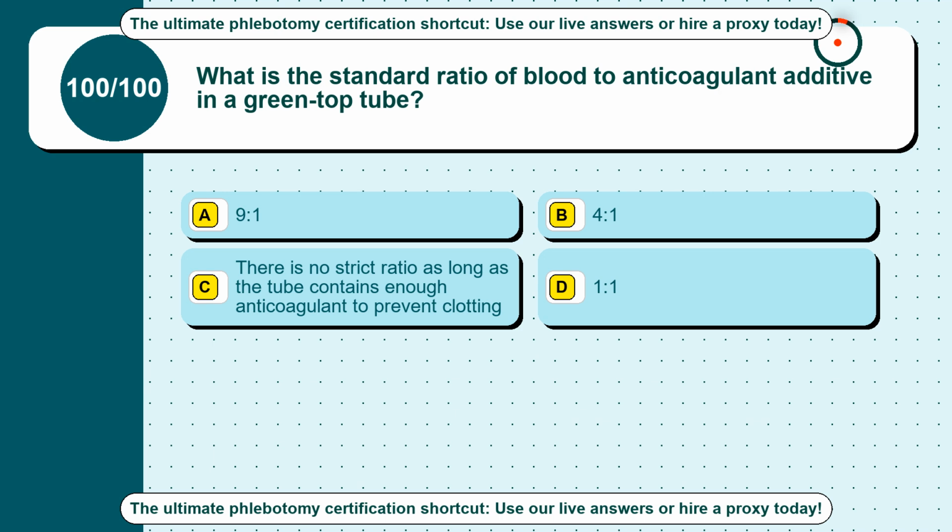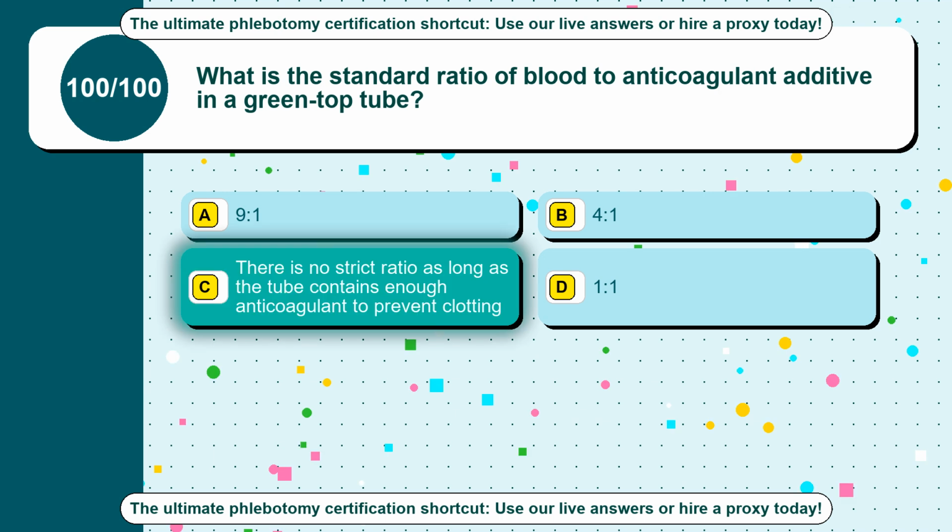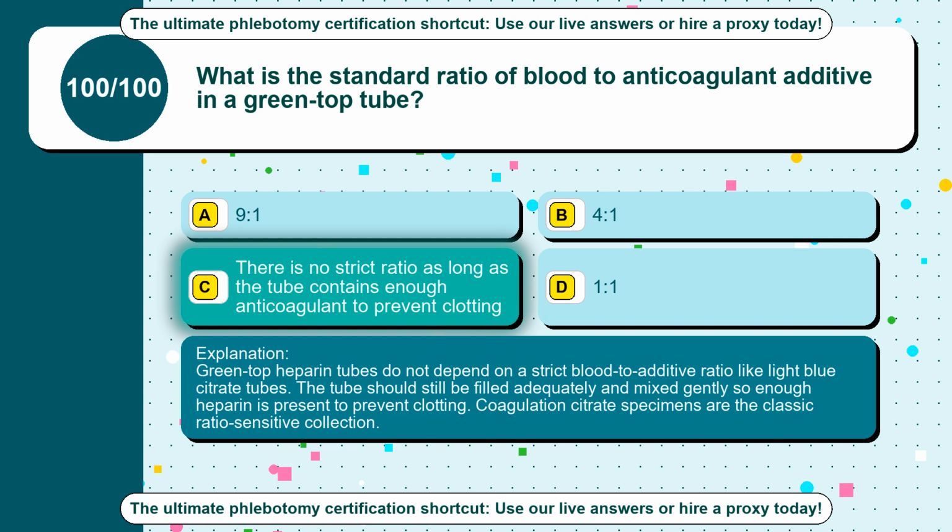Option D, 1:1. The correct answer is option C, there is no strict ratio as long as the tube contains enough anticoagulant to prevent clotting. Green top heparin tubes do not depend on a strict blood-to-additive ratio like light blue citrate tubes. The tube should still be filled adequately and mixed gently so enough heparin is present to prevent clotting. Coagulation citrate specimens are the classic ratio-sensitive collection.